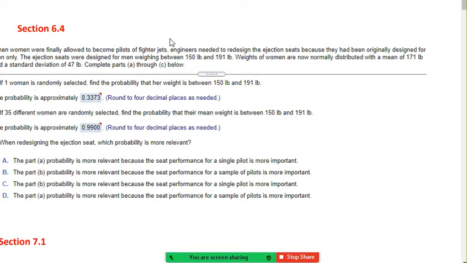So it says, when women were finally allowed to become pilots of fighter jets, engineers needed to redesign the ejection seats because they had been originally designed for men only. The ejection seats were designed for men weighing between 150 and 191 pounds. Weights of women are normally distributed with a mean of 171 pounds and a standard deviation of 47 pounds. Complete parts A through C below. All right, so the first one asks us, what's the probability that somebody who's randomly selected has a weight between 150 and 191 pounds? So let's take a look at that.